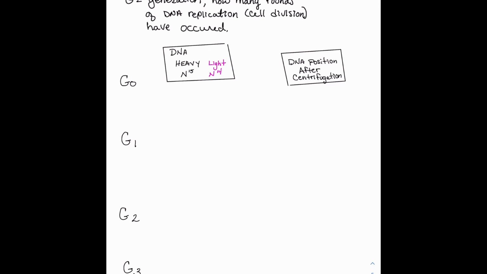So we said that G is the generation, how many rounds of DNA replication or cell division have occurred. So when we start at G0, this is our starting point. Here what they did is they grew all of the bacteria in the N15 heavy media.